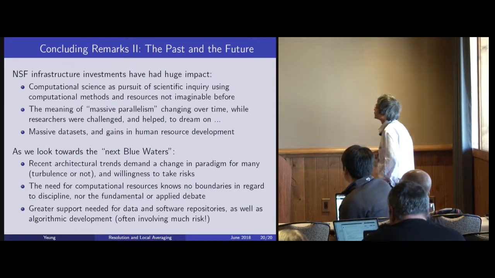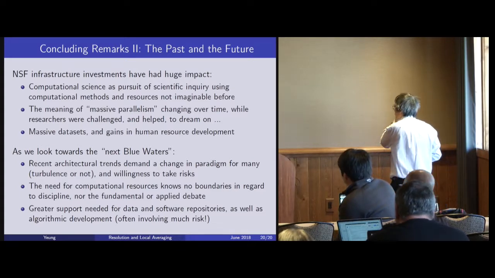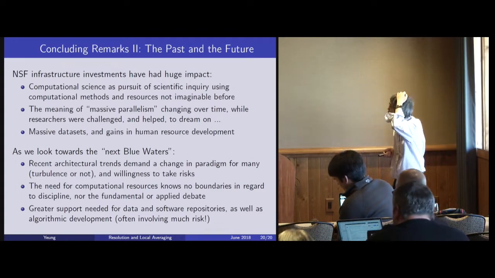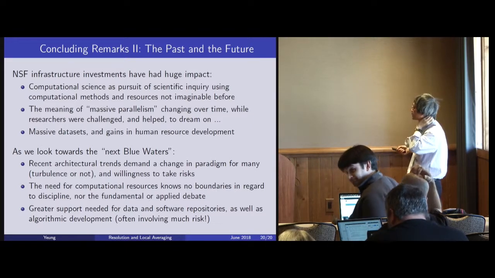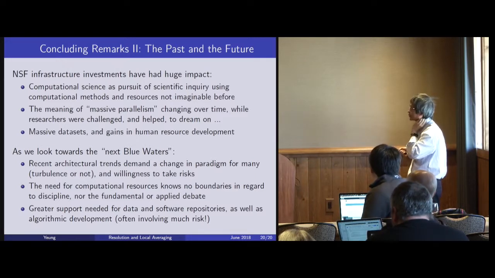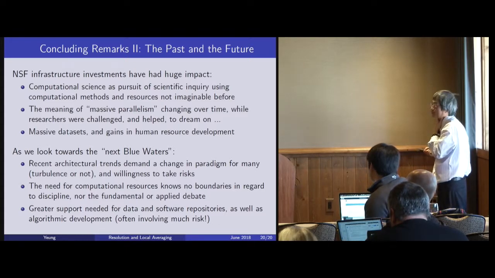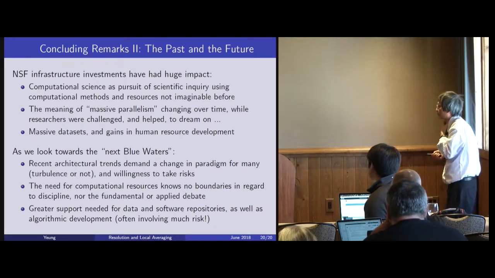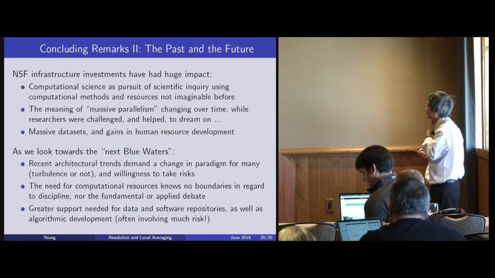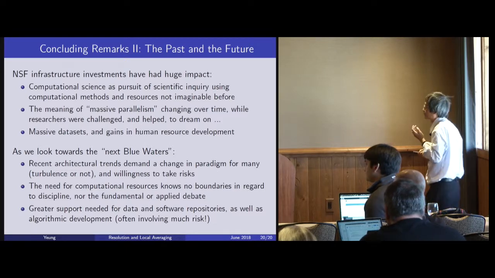Anyway, let me come to some remarks about NSF cyberinfrastructure. I was at the workshop at NSF last week, and I think we would all agree that NSF investments in Blue Waters and other machines like those at Texas and other centers have a major impact. For example, the meaning of massive parallelism changed over time. 20 years ago, 64 was considered massive. Now maybe 64,000. And there are massive data sets to deal with. That is the result of having the computer time.